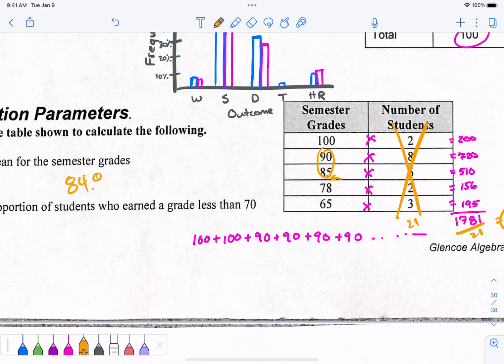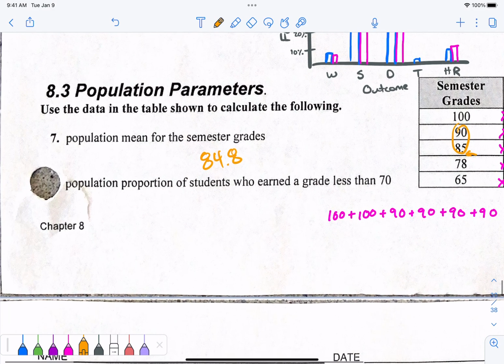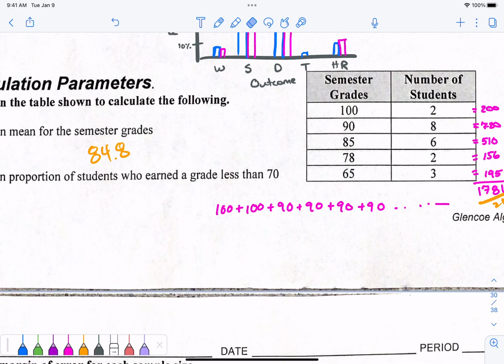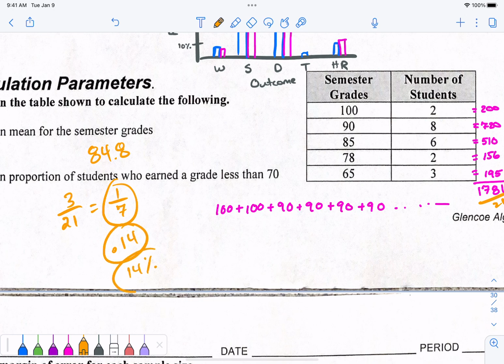There we go. All right, last question is number 8, which got cut off. That is another question. Last thing, it says population proportion. Find the population proportion of students who earned a grade less than 70. Who earned a grade less than 70? 3 people. Okay, how do I write that as a proportion? 3 out of 21, which is so small. 0.14. 1/7 or 0.14 or 14%, and I don't care how you write it.